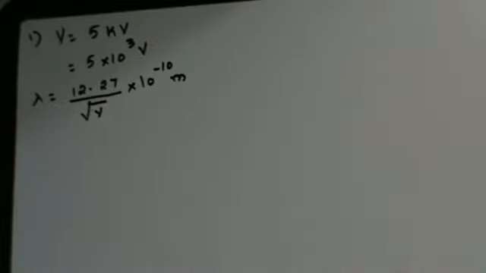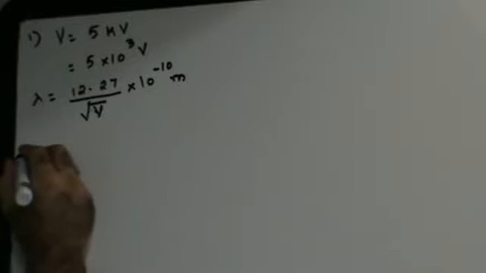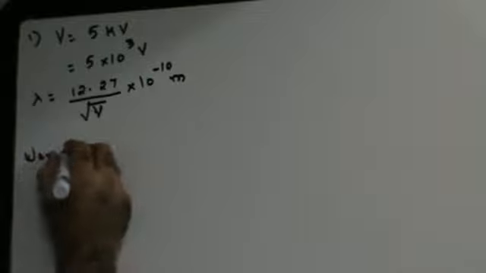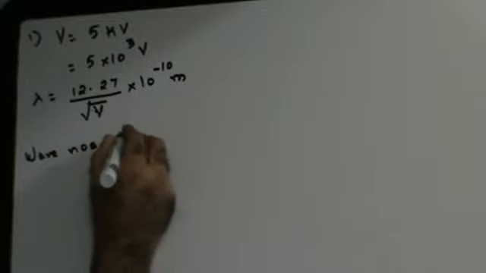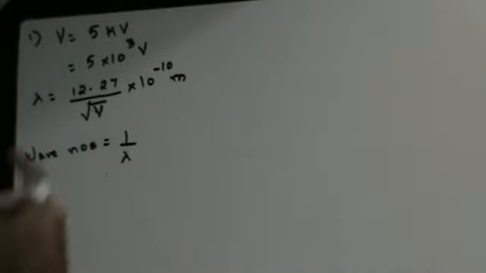Formula: 12.7 upon root of V into 10 raised to minus 10 meters. That's how you will get this. Potential difference is given to you. You can substitute the value of V there and you will get your answer, right? They have also asked you to find out the wave number. Wave number is nothing but the reciprocal of wavelength. So you would have found out the wavelength from the previous formula. Hence you should be able to find the wave number.